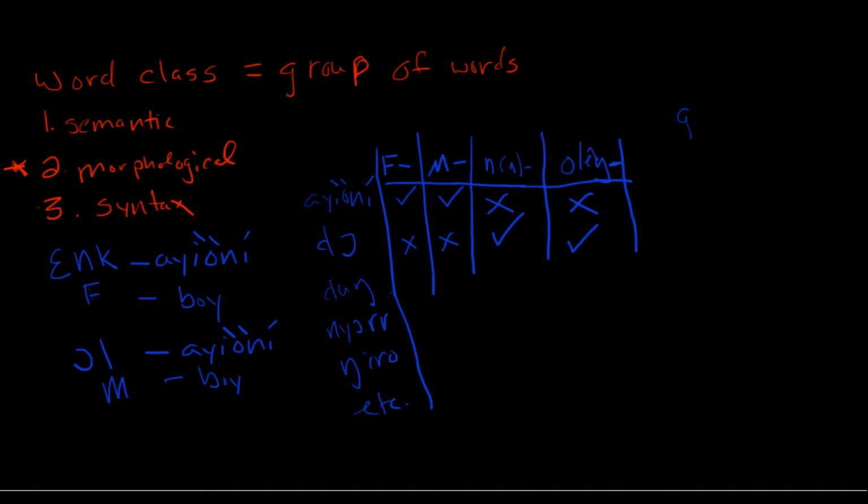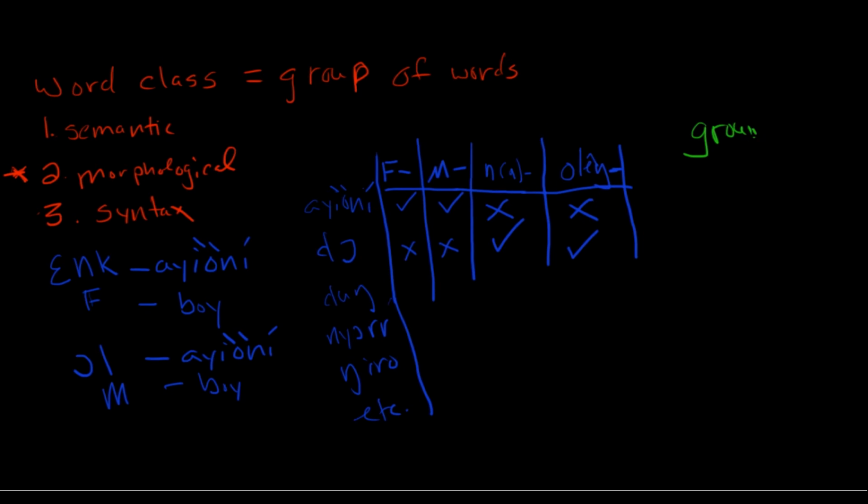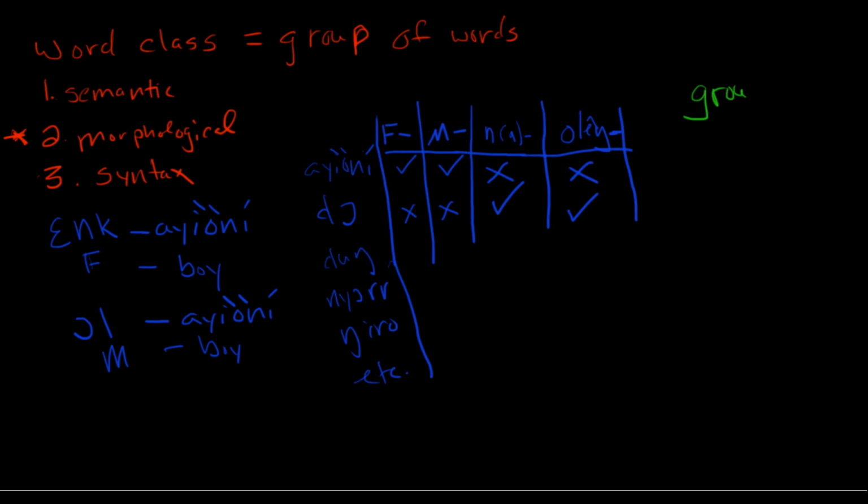So we'll have group 1. Let me actually change the color so this doesn't get confusing. I'm going to change it to green here. So we have group 1, and it'll be the aioni words. Okay, so all the words that pattern just like aioni will belong in this group. And then all the words that pattern like do would be in group 2. It would be do, right?